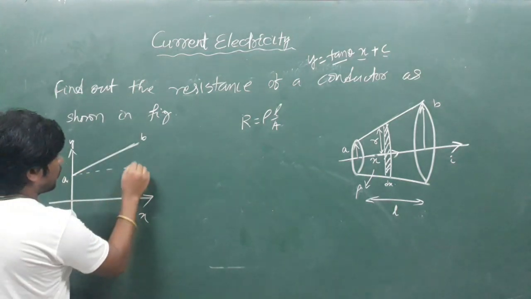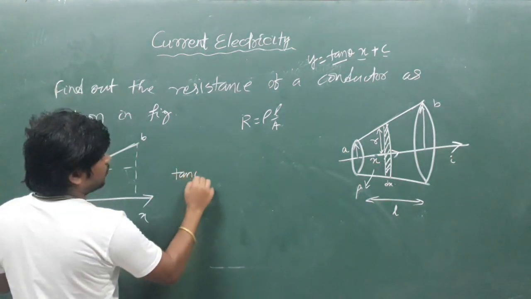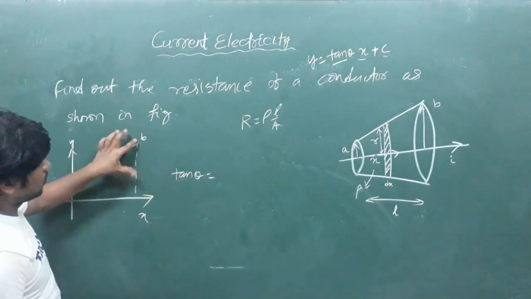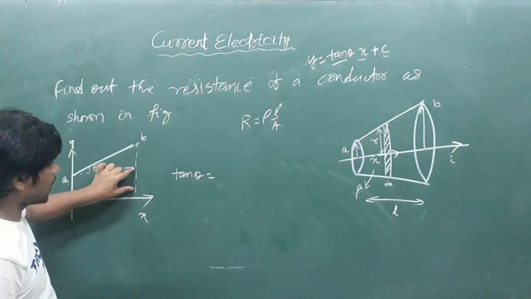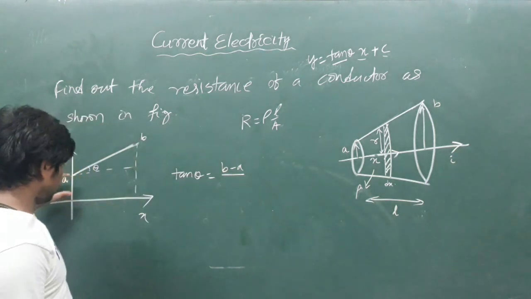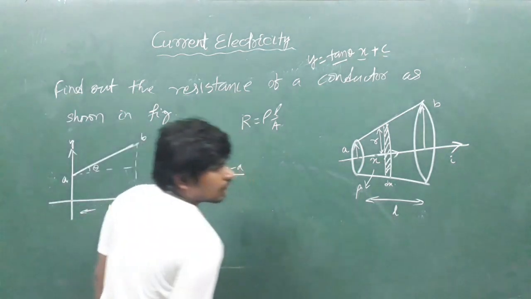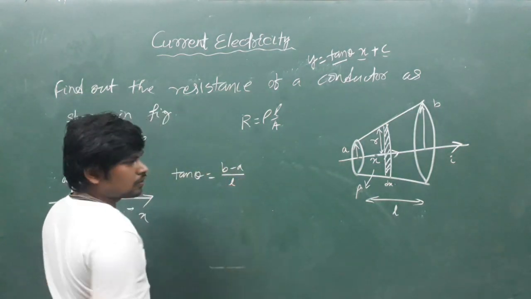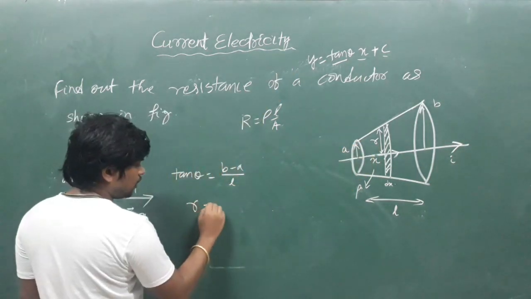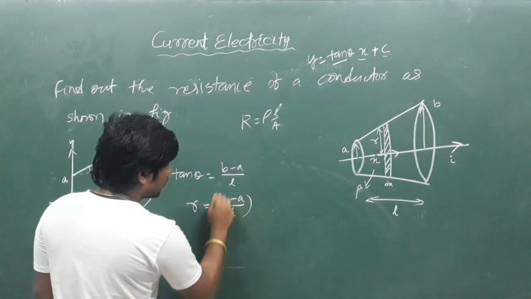Find its tan theta. So this will be theta, so how much will tan theta be? Tan theta will be this divided by this. Total given is b and this is a, so it will be b minus a divided by how much? This distance, the length, is given as l. So b minus a by l. Just write there: here the variable is r, so r will be tan theta, that is b minus a by l into x.